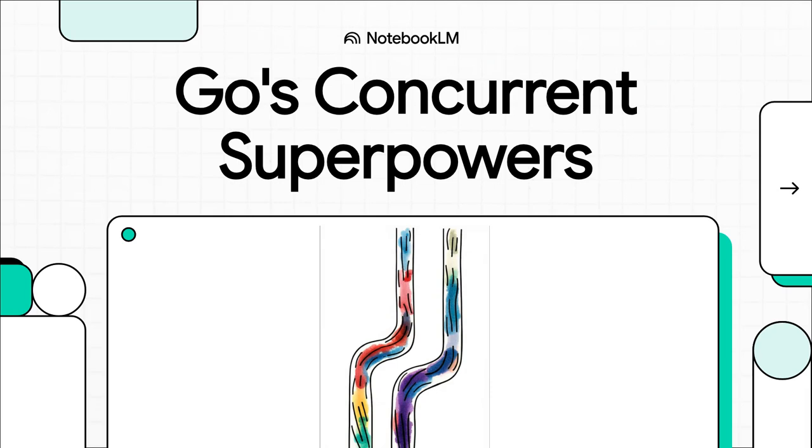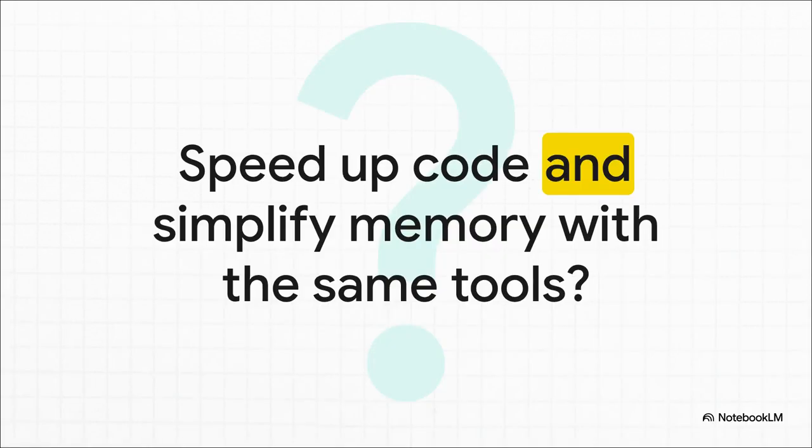When you hear concurrency and Go, your mind probably jumps straight to one thing: speed, right? Making your code run way faster. But here's the thing that's so cool about it. The exact same tools that give you that raw power can be used to solve completely different problems in some really elegant ways. I mean, just think about that.